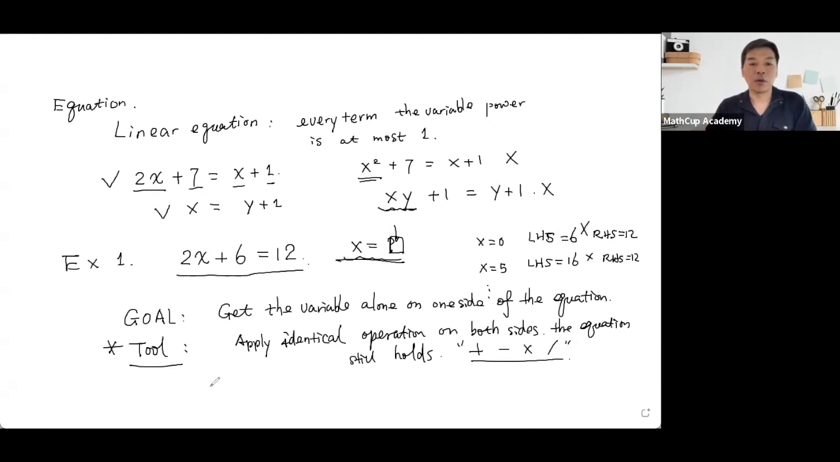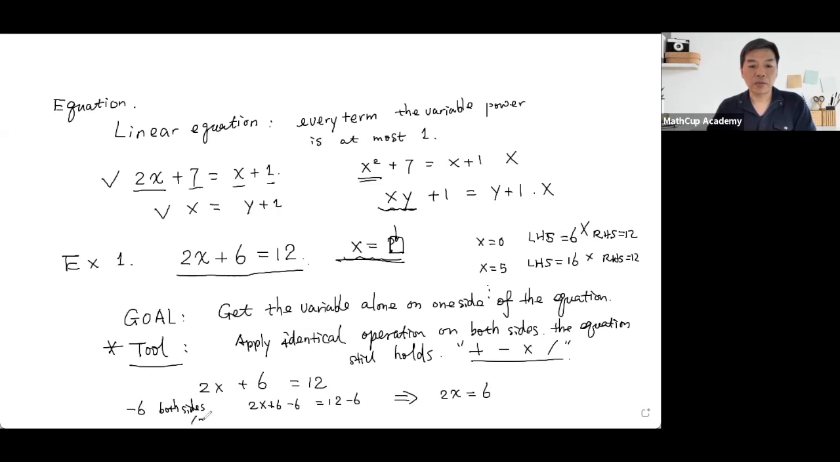So let's see how we use this tool. 2x plus 6 equals 12. Let's minus 6 to both sides. So that means 2x plus 6 minus 6 equals 12 minus 6, right? I'm minus 6 both sides of the equation. This gives us 2x equals 6.